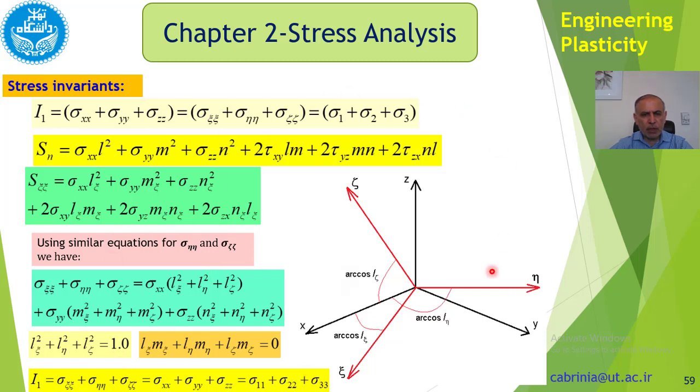So this is how to prove the invariance. We have proved that I1, the first invariant, is invariant. We have shown here that it's independent of the coordinate axis. It means that any coordinate axis that you use, it doesn't matter. You get the same result. I1 is the same.